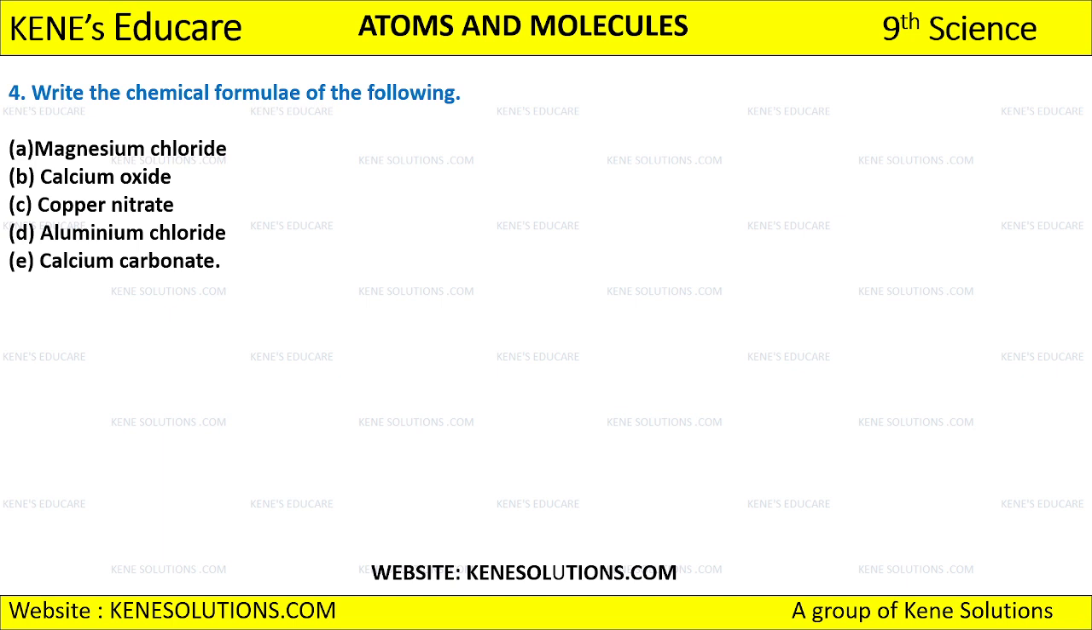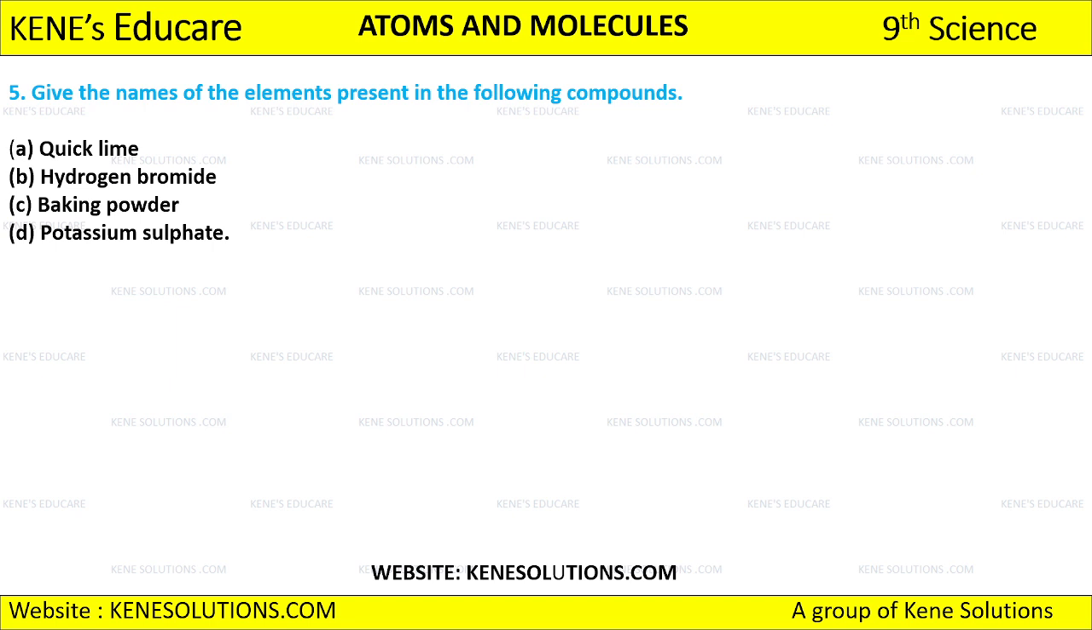While discussing the formulas for writing the chemical formula, here we have a question: we need to write the chemical formula for the following compounds which have been given. The next question is writing the names of the elements present in the following compounds. So we have to write the names of the elements for quicklime, hydrogen bromide, baking powder, and potassium sulfate.